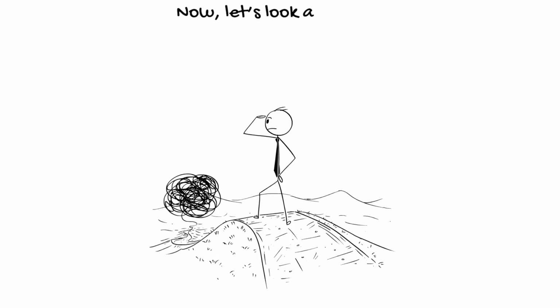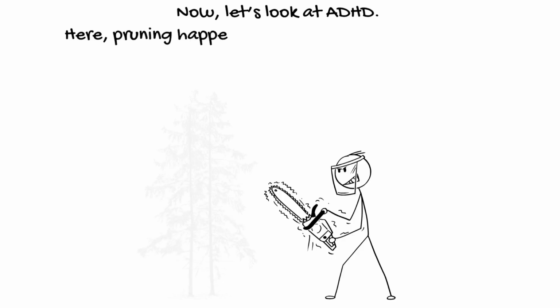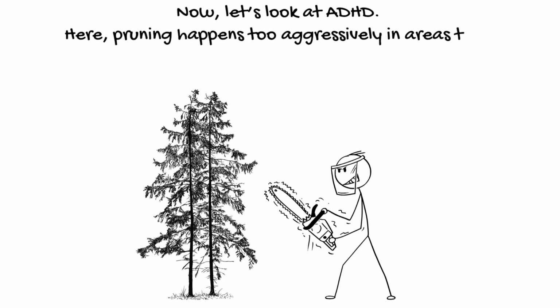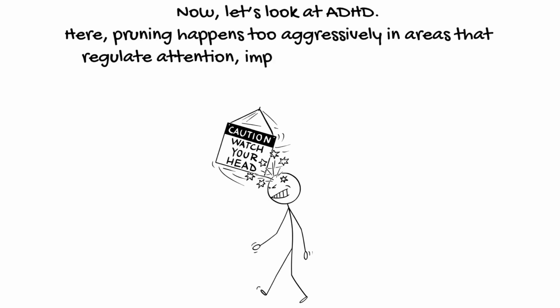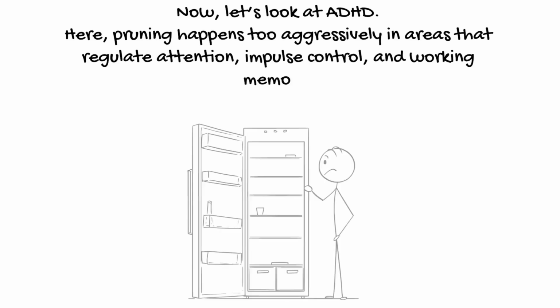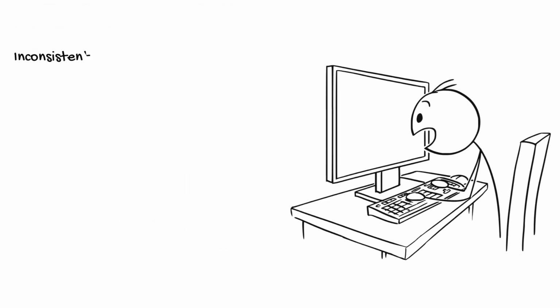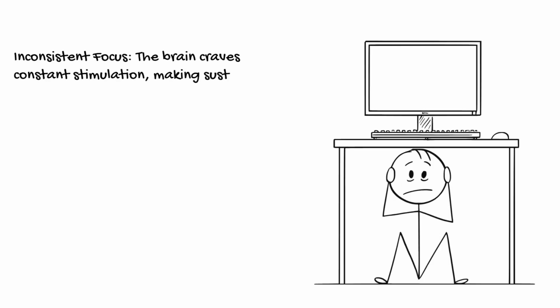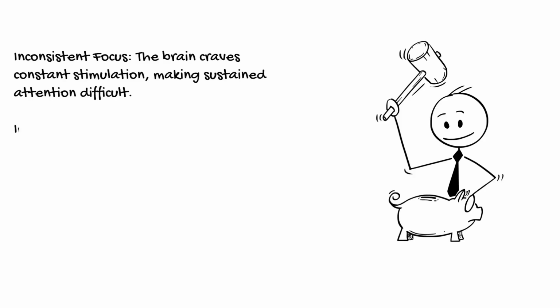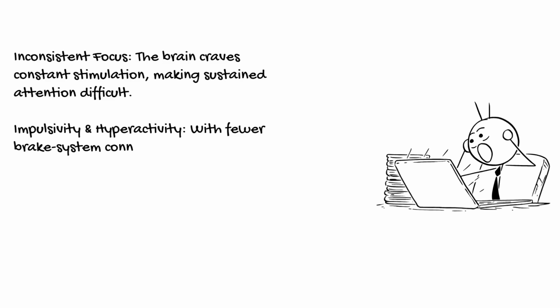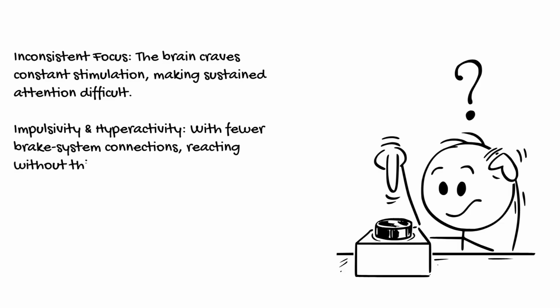Now let's look at ADHD. Here, pruning happens too aggressively in areas that regulate attention, impulse control, and working memory. Inconsistent focus. The brain craves constant stimulation, making sustained attention difficult. Impulsivity and hyperactivity. With fewer brake system connections, reacting without thinking is more common.